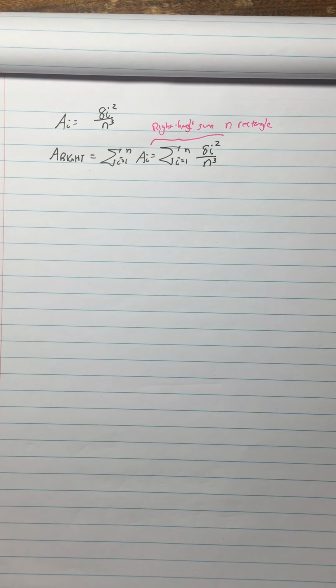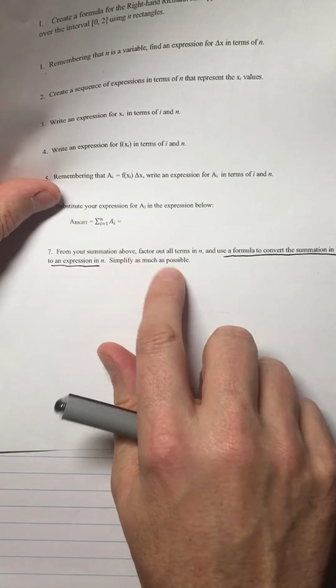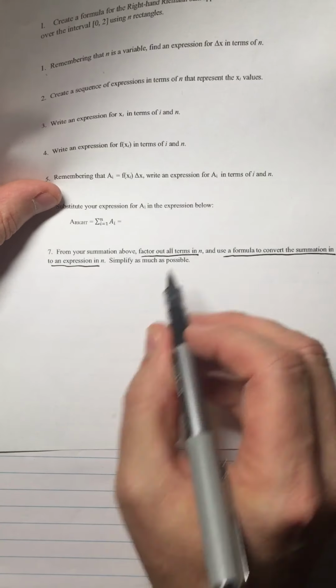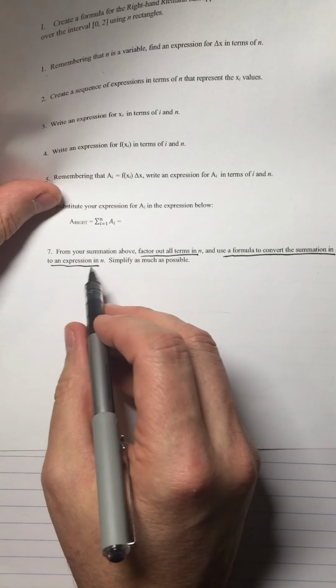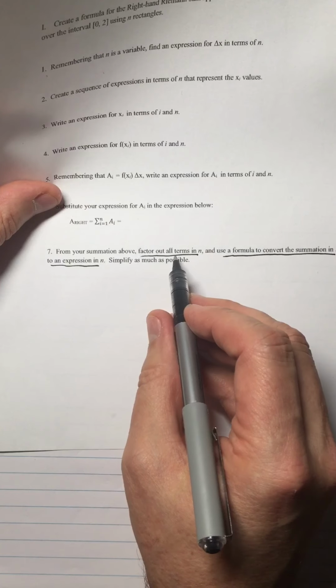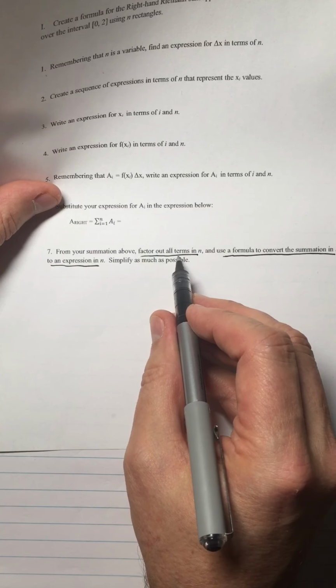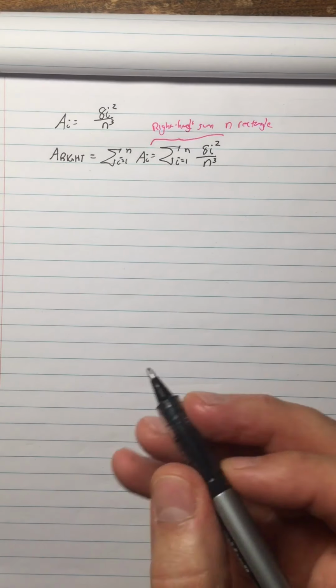So let's see what's next. It says, from your summation above, factor out all terms in n and use a formula to convert the summation in i to an expression in n. I think actually factor would be a better word here than terms, but it comes out kind of redundant. No worries.